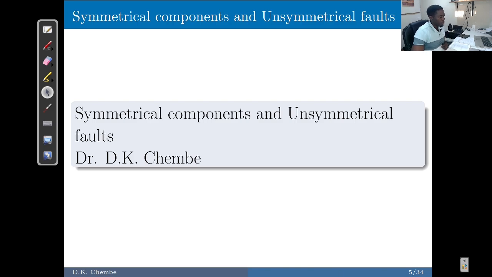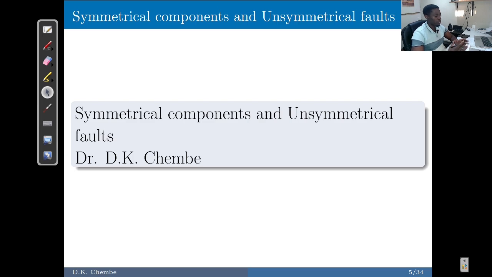Okay, welcome to this class. We're going to discuss symmetrical components and unsymmetrical faults. The basic idea here is to discuss unsymmetrical faults, but we cannot discuss unsymmetrical faults without understanding what symmetrical components are. That is the more reason why we start with looking at what the symmetrical components are, and thereafter we now go into understanding the unsymmetrical faults.